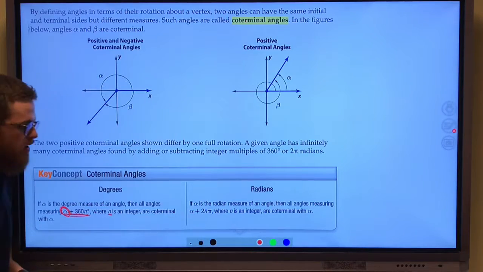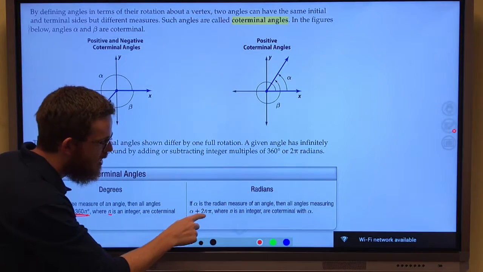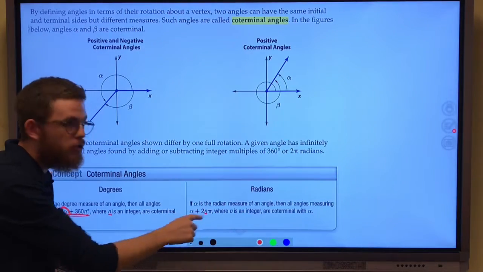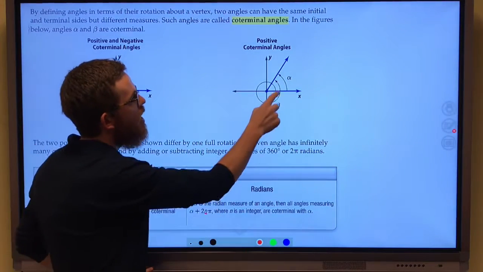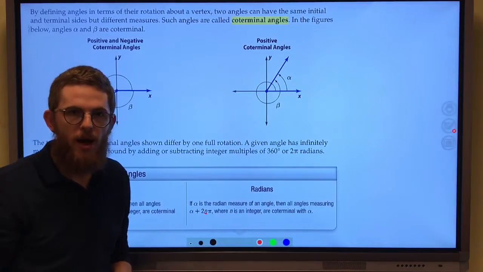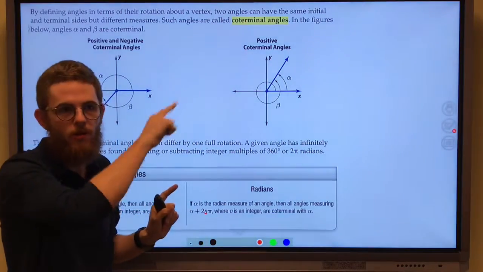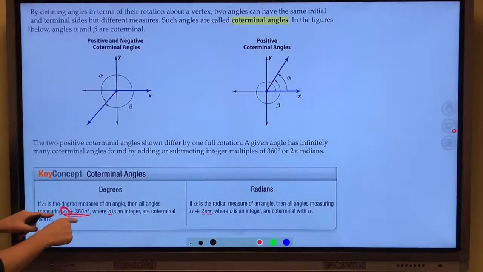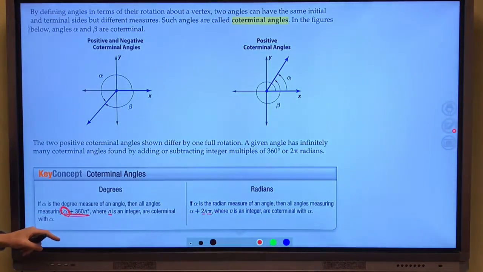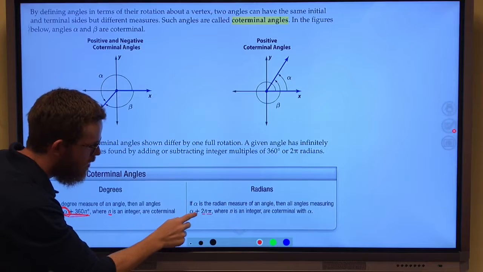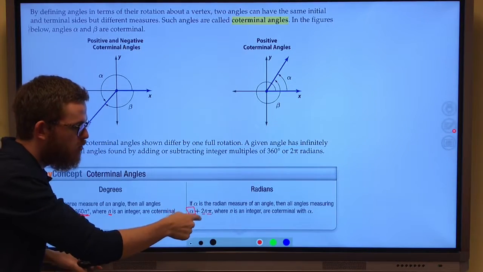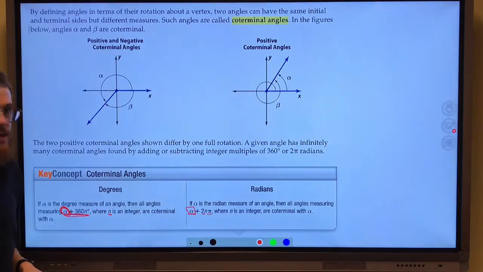For radians, it's going to be any, again, n being an integer, times 2 pi. Remember, just halfway around our circle is pi. 2 pi gets us all the way around. So 2 pi relates to our 360 degrees over here. It's going to be our initial angle measure plus 2 pi n.